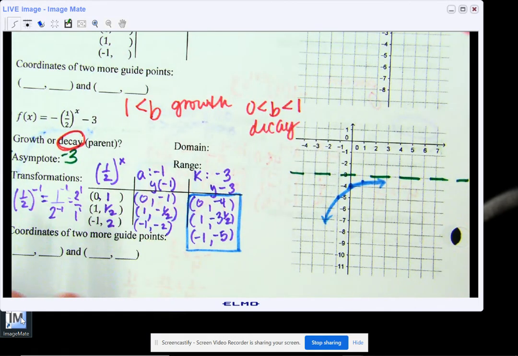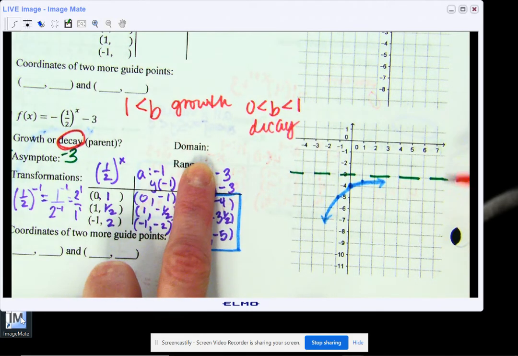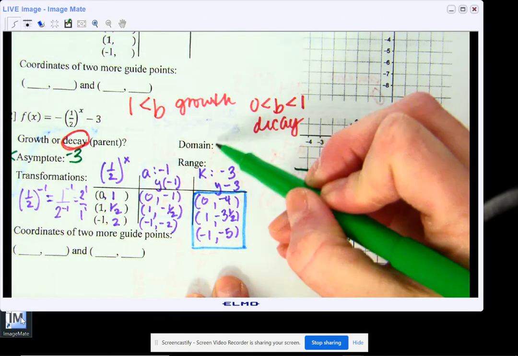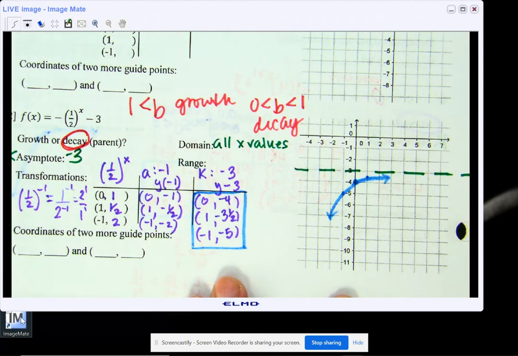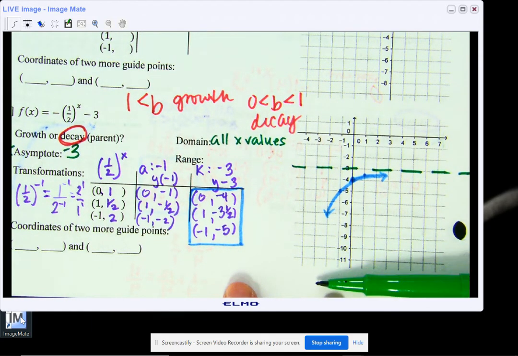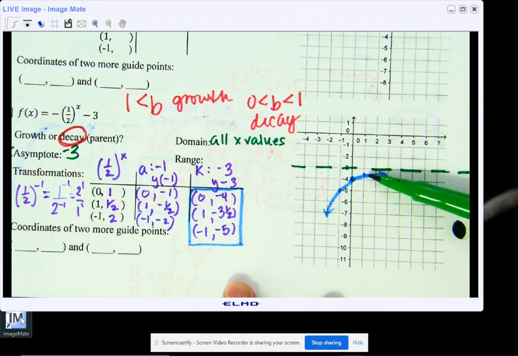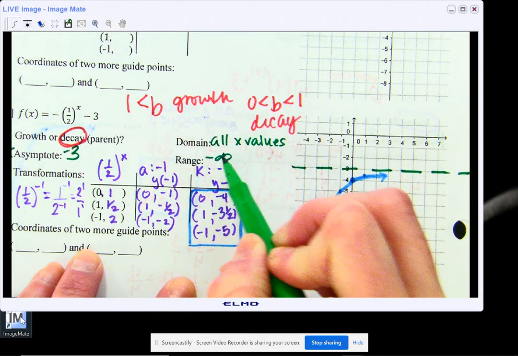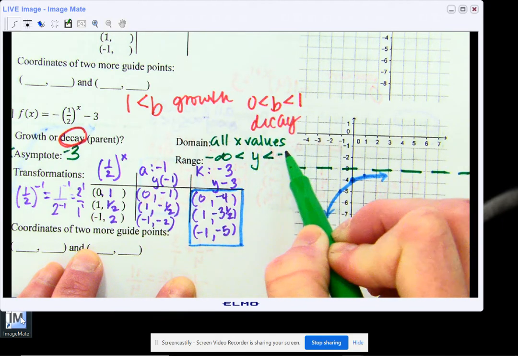As for the domain, it's our x's. You're going to find that with these types of graphs, your domain will always be all x values. Our range is going to include y's from negative infinity all the way up to negative 3.